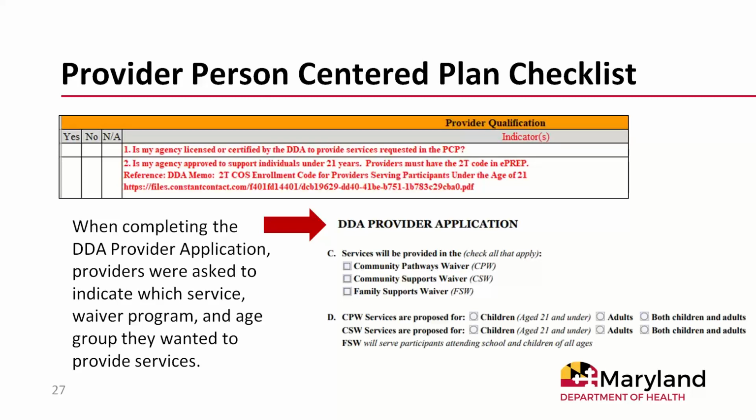So it's important when you're looking at services and get a service referral, whether through LTSS or from someone self-directing or outside the LTSS system, to make sure that your agency in the system in ePrep is both licensed and certified and noted in the system and has that 2T code if you're going to be supporting children. Next slide, please.